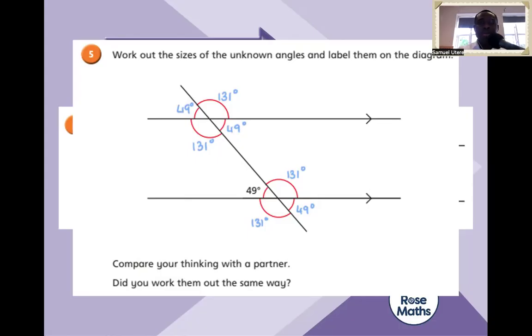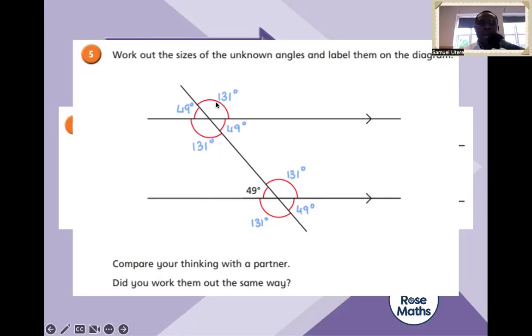So we could have got this as 49 degrees, and we could have used our knowledge of having co-interior angles summing to 180 degrees to get that angle. So we could have said 180 degrees minus 49 degrees will be 131 degrees. And then if we're asked to give a reason for the answer, we would say co-interior angles sum to 180 degrees. So take note that if you're working with a partner, you could get the same answer but different reasons for the same answer, and you would still be right.